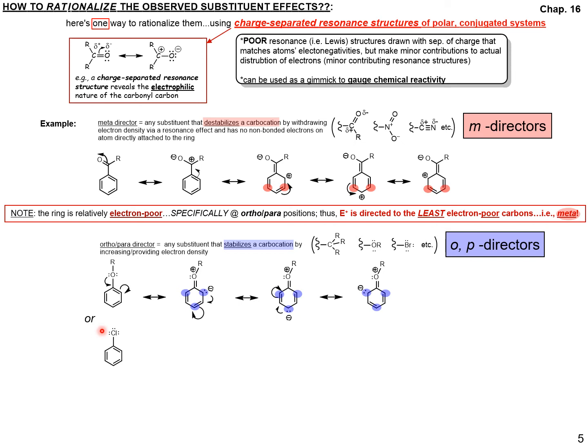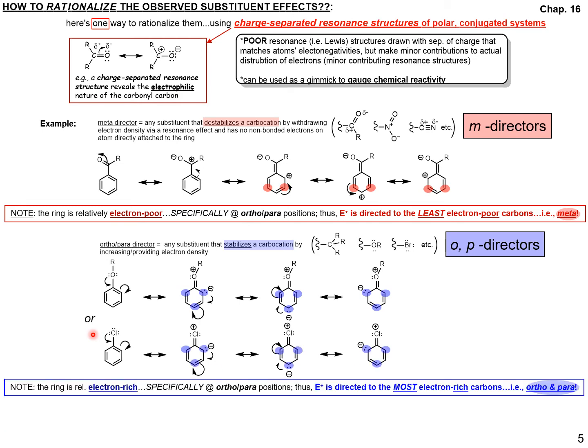So it doesn't matter what the nature of this group is. If you think of something as electron donating or electron withdrawing, beyond its electronegativity, check to see if it has non-bonded electrons on the atom directly attached to the ring. And you'll see that, again, I'm going to draw these extreme resonance structures. Right? These are bad Lewis structures. However, they tell me that if an electrophile was going to come up to this ring and look for electron density, it's the ortho and para positions that are the most electron rich.